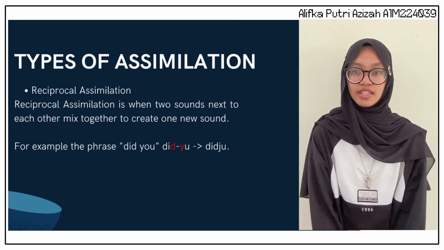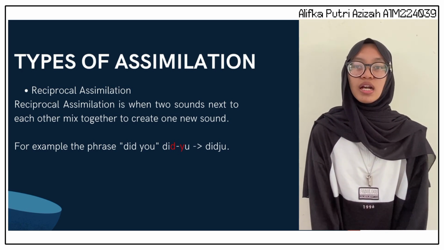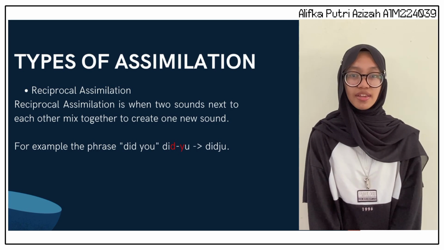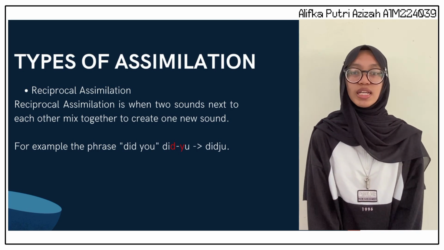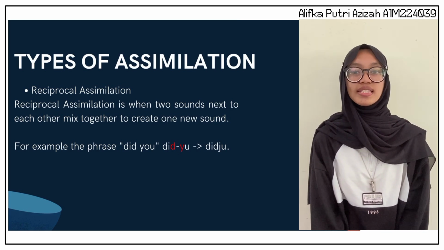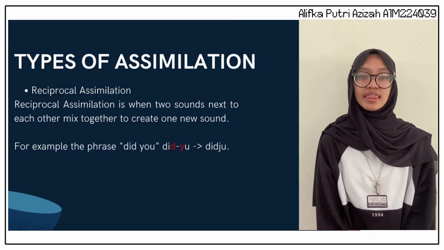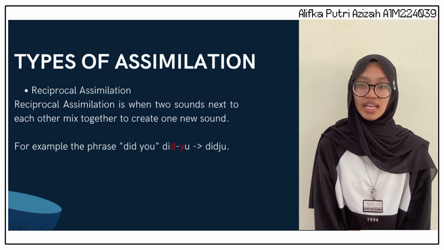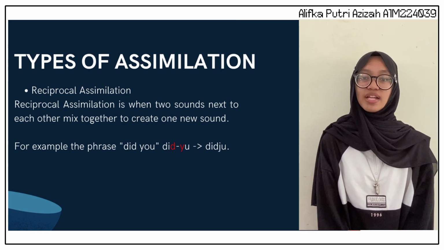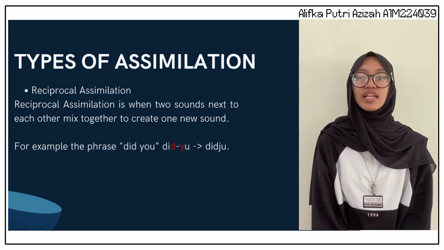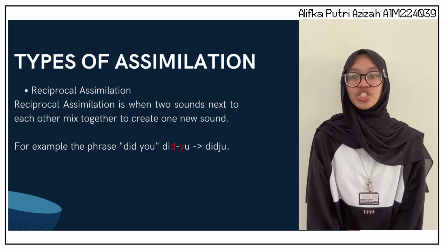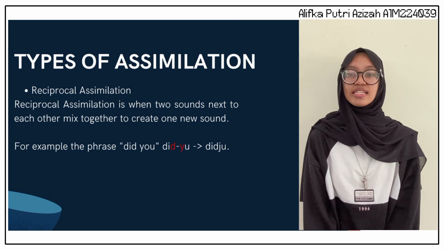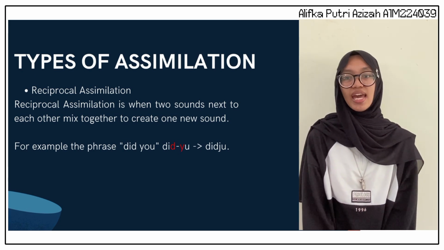Third, reciprocal assimilation. Reciprocal assimilation is when two sounds next to each other mix together to create one new sound. The new sound has parts of both original sounds. For example, the phrase "did you" in fast natural speech. The D sound at the end of "did" and the Y sound at the beginning of "you" blend together. Instead of saying "did you," people often say "didju." The J sound, like the J in Japan, is a new sound created by mixing D and Y.